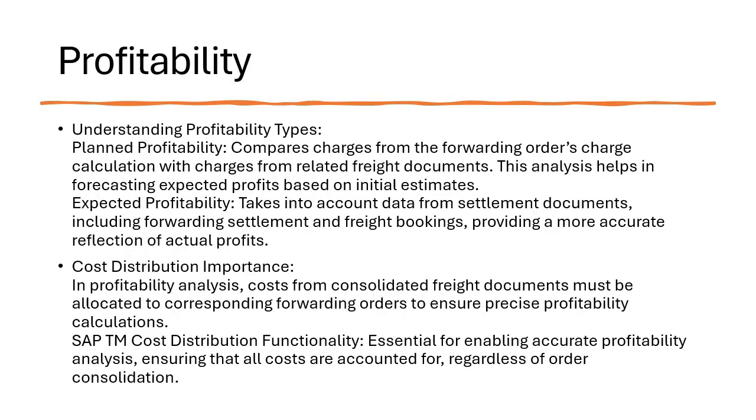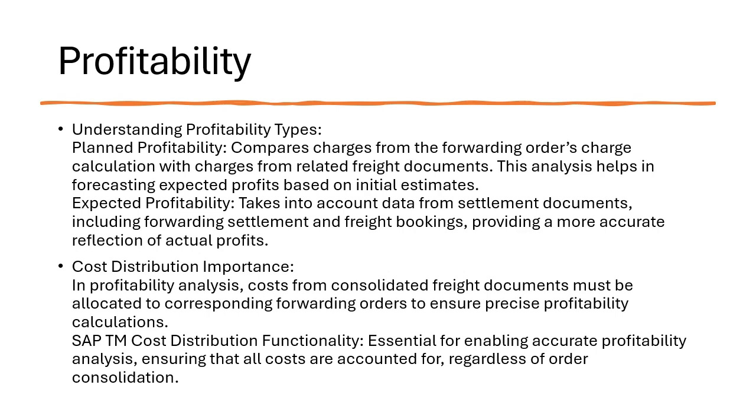So next is profitability. So this involves calculating the cost and revenue associated with the transportation process. By incorporating charge management and cost allocation methods, the system can generate reports that help businesses to track profits on each forwarding order or transportation unit. So this function is important for logistics service providers to assess the financial success of their operation.